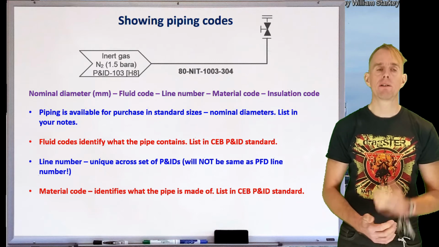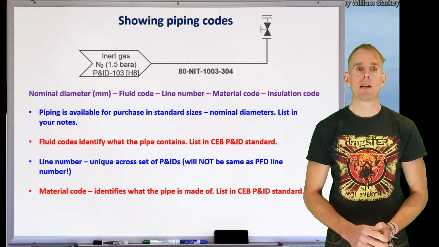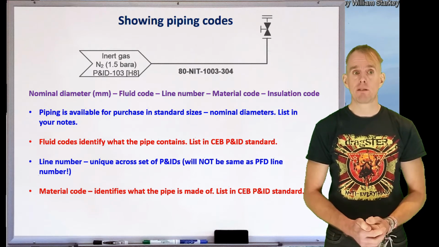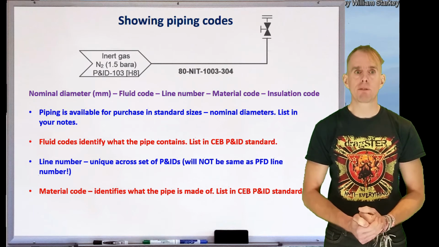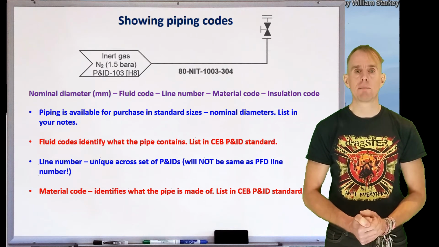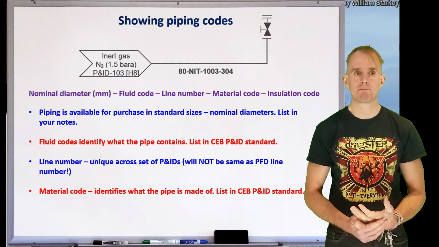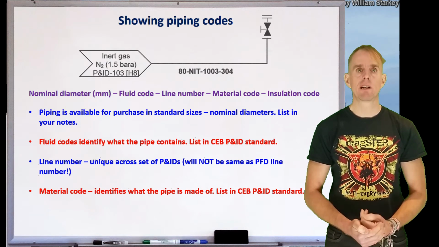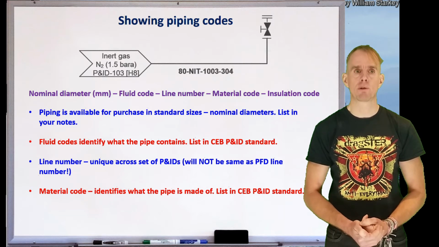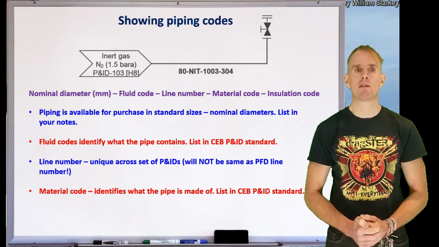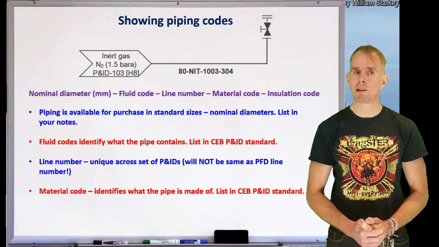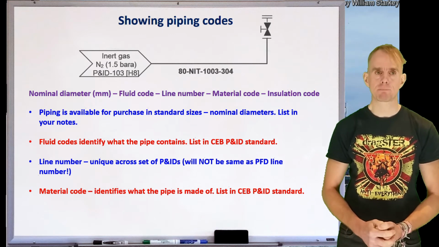The final code that's on this piping code is 304. This is a material code. It designates what the pipe is made of. Again, there's a list in the CEB P&ID standard, but 304 in this case corresponds to 304 stainless steel. It's a very expensive material. You certainly won't be making all your pipe work out of 304 stainless, and there'll be a very good solid engineering reason why 304 has been specified for this particular line.